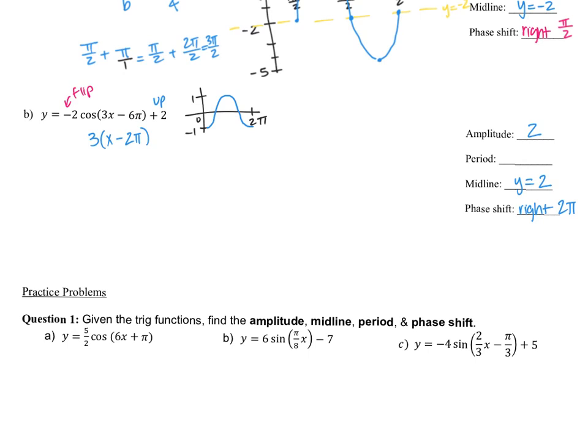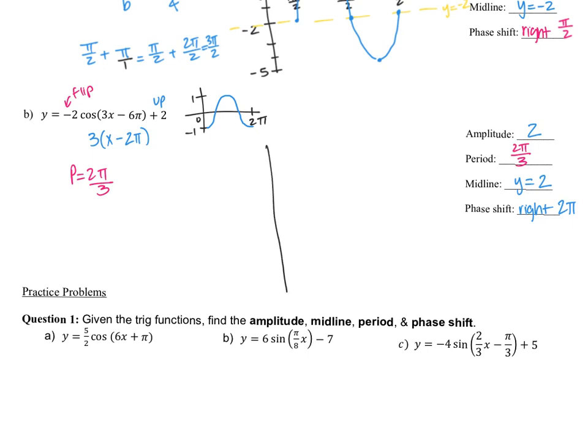And I need to find my period. My b is 3. So my period is going to be 2 pi over my b, which is 3. So my period is 2 pi over 3. So not a very easy period to work with, but we'll learn how to figure it out here.